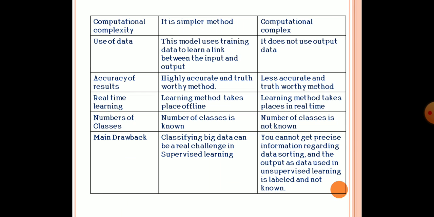The main drawback in supervised learning is that classifying big data can be a real challenge. In unsupervised learning, you cannot get precise information regarding the data sorting, and the output is as data is used. Unsupervised learning is unlabeled and not known.